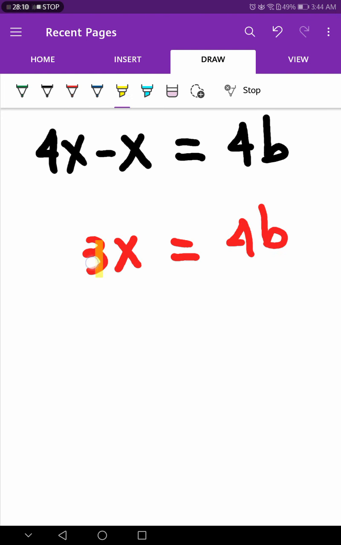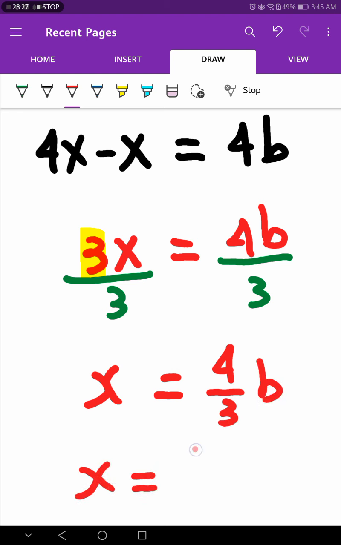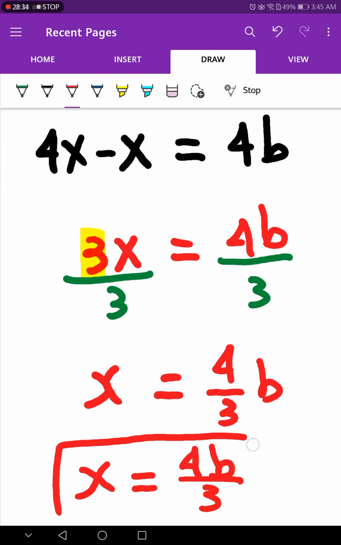Now what is the coefficient? It is 3, so divide by 3. So x equals 4 over 3b. You can write it like this, or you can write it like this, 4b over 3. Both of them are correct.